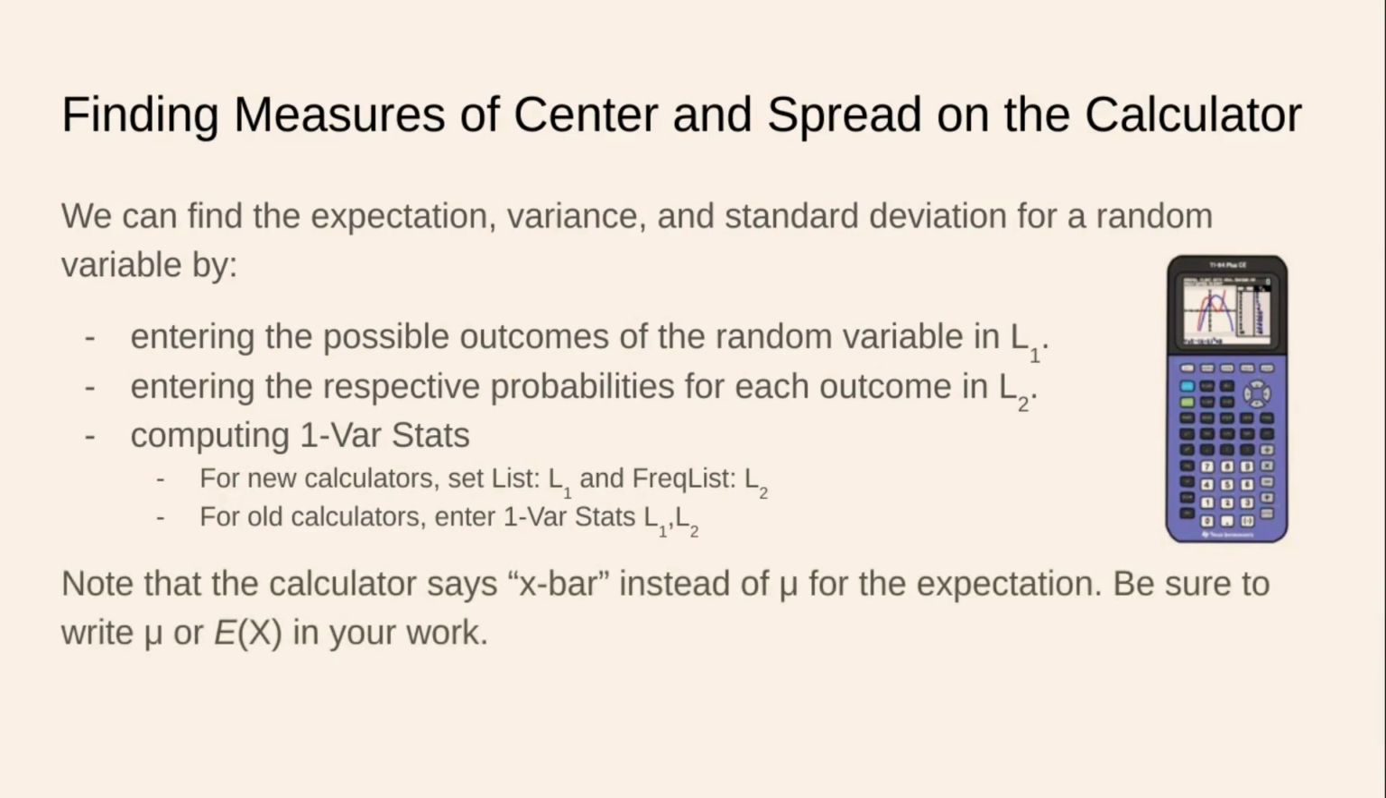So one thing to note, the calculator is going to say X bar instead of mu or E of X or E of the random variable when computing the expectation. It assumes a sample even when you shouldn't. Be sure to write mu or E of X or E of whatever the random variable is in your work. Don't just write X bar because the calculator says so.